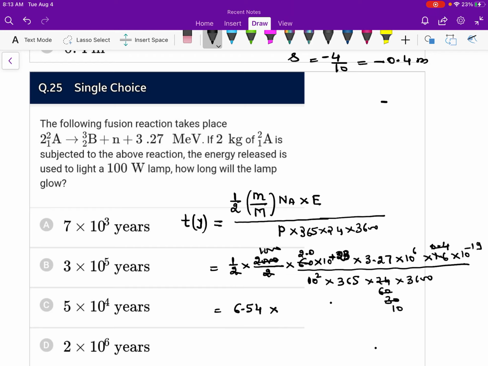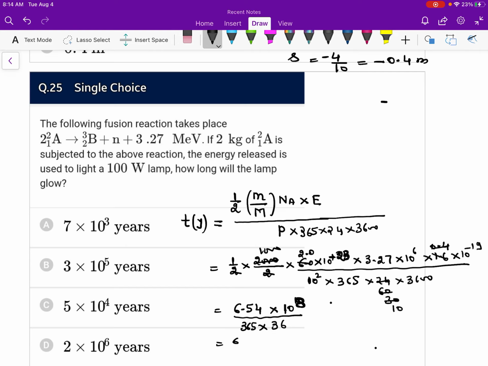Now let's settle the exponents. So 10 to the power 3 into 10 to the power 23, 10 to the power 26 into 6, 10 to the power 32, 10 to the power 32, 19, 10 to the power 13. So 10 to the power 13, and then in denominator 10 to the power 3. So this is 10 to the power 10. Okay, upon 10 to the power 10, 10 to the power 13, and 10 to the power 8. Sorry, 10 to the power 8, and in denominator we have 365 into 36.